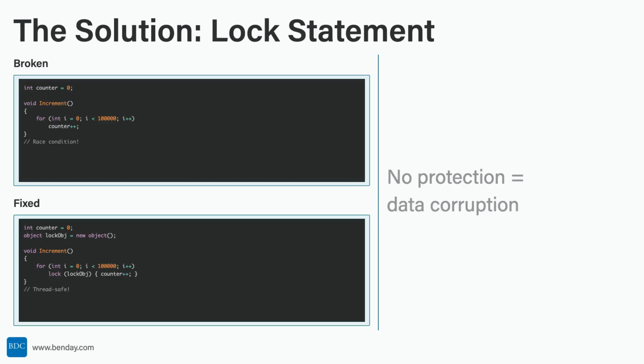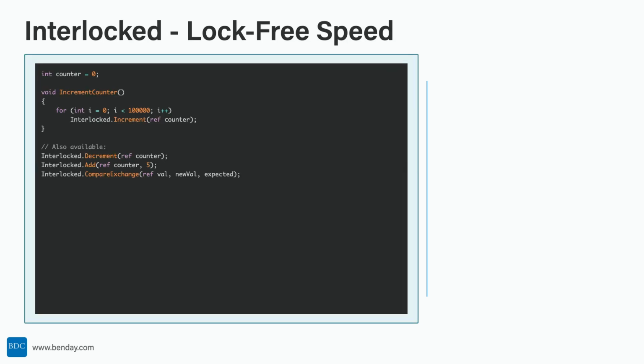Locks work, but they're blunt instruments. Let me show you a faster alternative for simple operations. For simple operations like incrementing or adding, there's a faster alternative, the Interlocked class. Check this out. Interlocked uses special CPU instructions that guarantee the entire operation happens atomically. No thread can interfere in the middle.